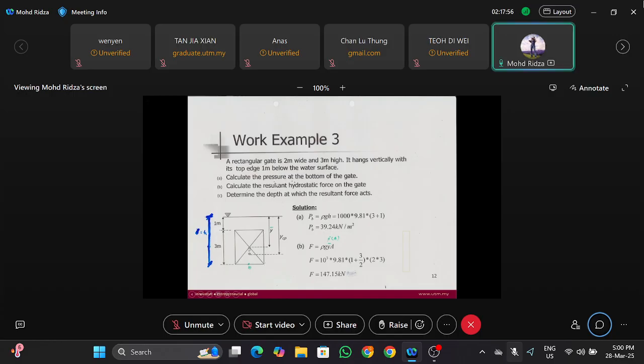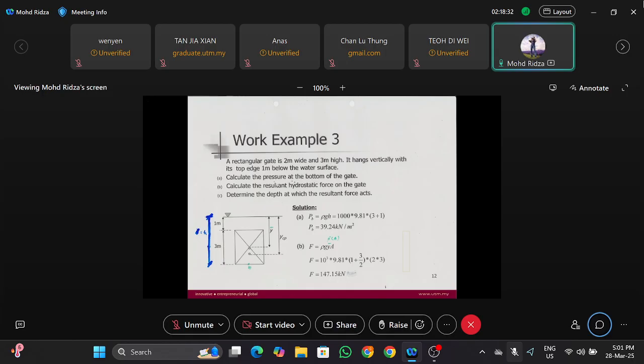This is a rectangle, so the centroid is in the middle, 1.5 meter from the top. So HC is 1 meter plus 1.5 from the surface to the centroid. That's why you have 1 plus 3 divided by 2. And the area of the rectangle is 2 times 3. So the result is 147.15 kilonewton. That is your hydrostatic force.